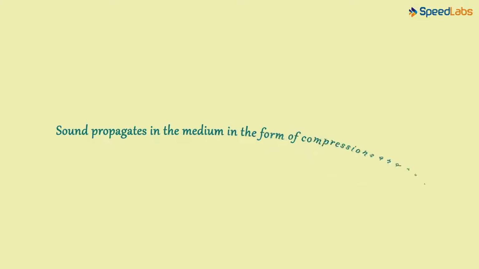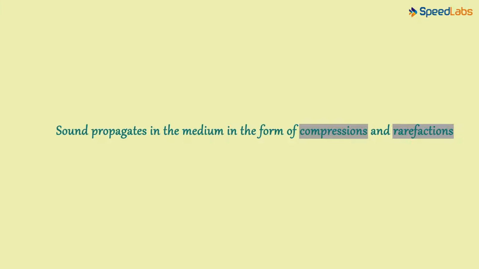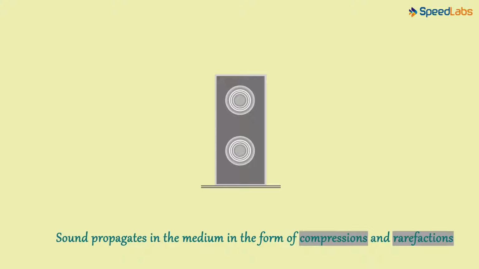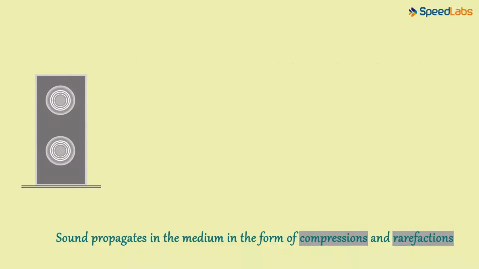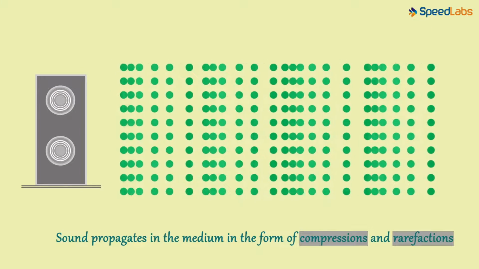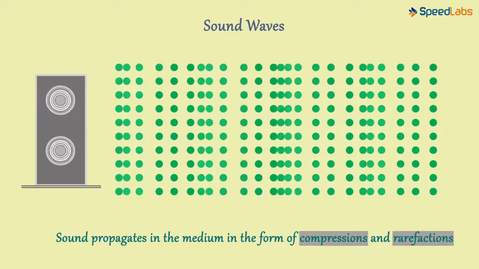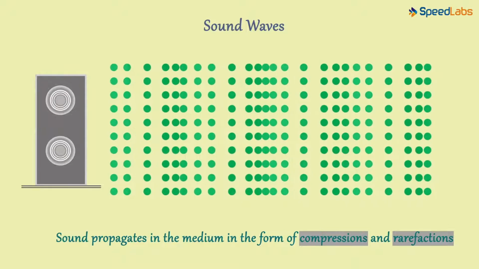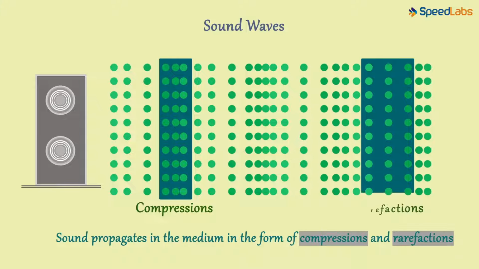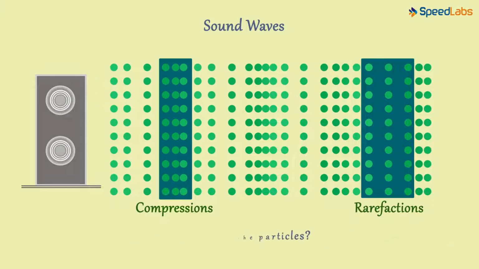We have seen how sound propagates through a medium. When the object vibrates, it creates the disturbance in the surrounding medium, and this disturbance is what we call a sound wave. The wave travels in the medium in the form of compressions and rarefactions. But in which direction do the particles of the medium vibrate?